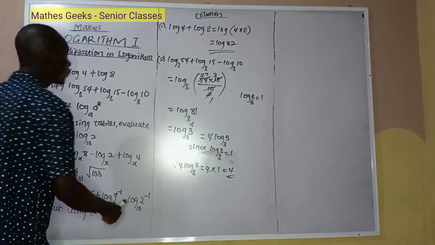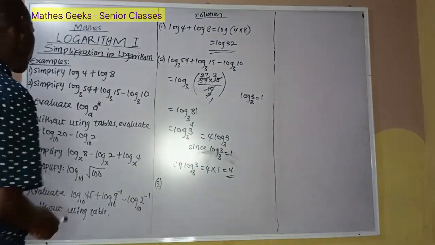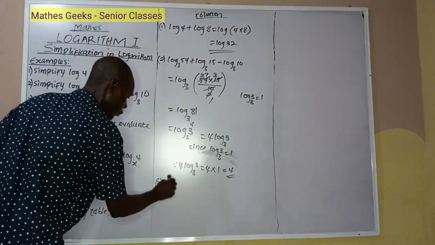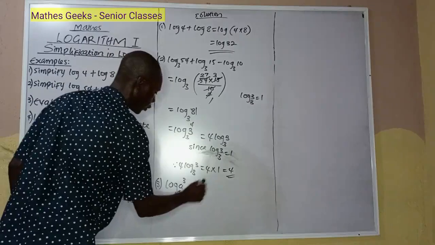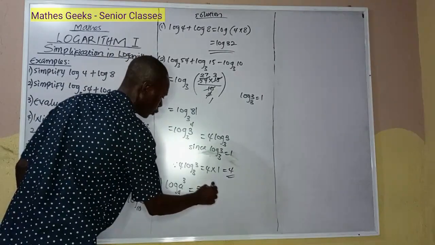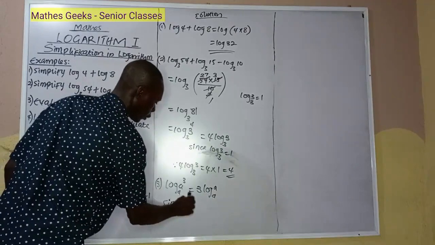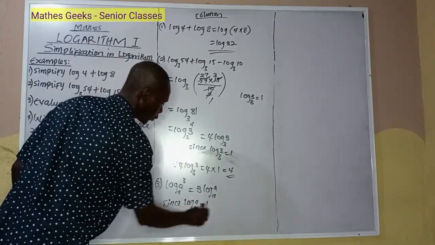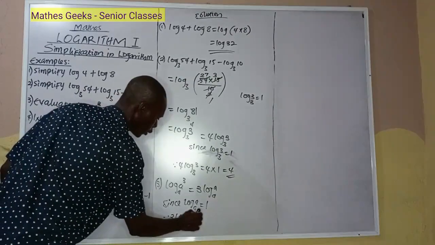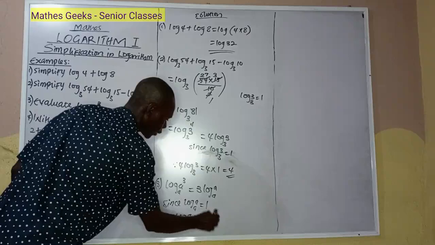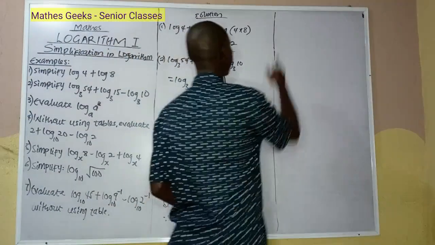So that's it. Then number 3, evaluate log of e raised to power 3 to the base e, and this will give us 3 log e to the base e. Since log e to the base e is equal to 1, therefore 3 log e to the base e is equal to 3 times 1, that's equal to 3.